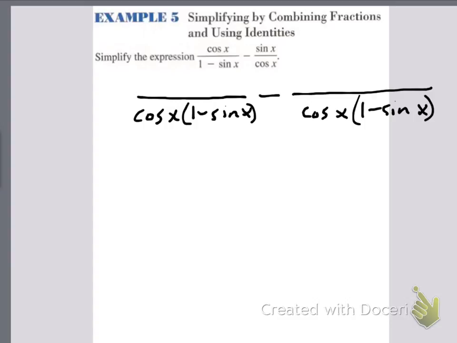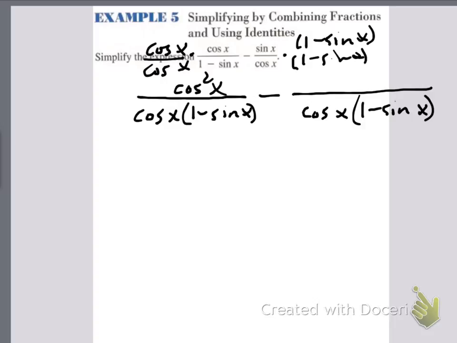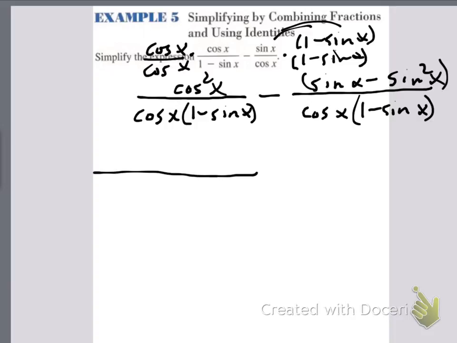So we had to multiply this first one by cosine x, so cosine x times cosine x is cosine squared x. Then we had to multiply the second fraction by 1 minus sine x. So take the sine x and distribute, and I get sine x minus sine squared x. Now, I'm subtracting, so I'm really subtracting that whole thing.